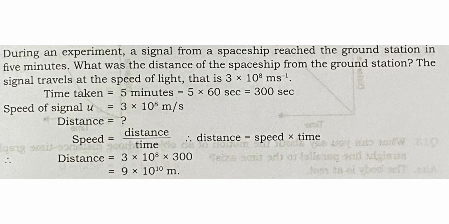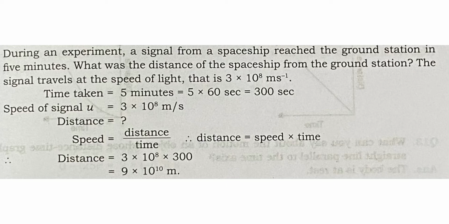Now what is the formula for speed? Speed is equal to distance upon time, that is V is equal to S upon T. Here V and T are given, so we'll make distance the subject. So distance is equal to speed into time, that is 3 into 10 raised to 8 into 300.